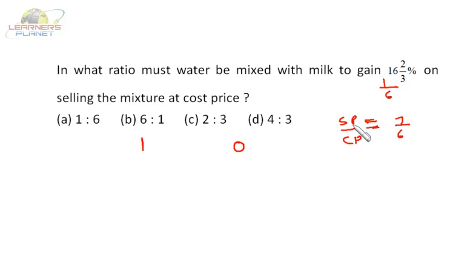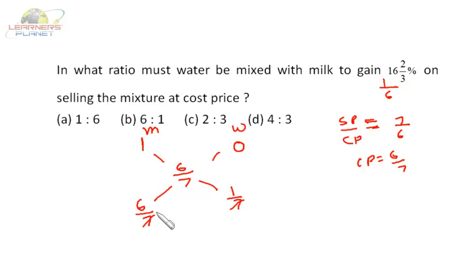Now if the selling price of the mixture is 1 rupee, then the cost price will be 6/7. Okay, now this is the cost price of pure milk, this is the price of water, and this 6/7 is the cost price of the water mixed milk. Okay, so it's 1 minus 6/7, and it is 6/7. So it's milk, it's water. So the milk to water ratio must be 6:1 in this case. I hope you are getting my point.